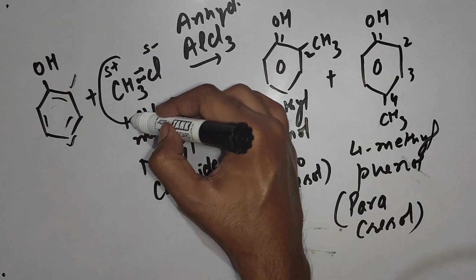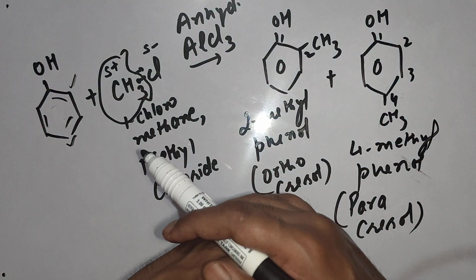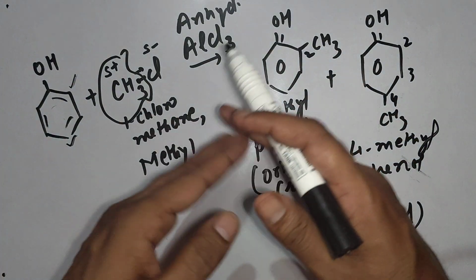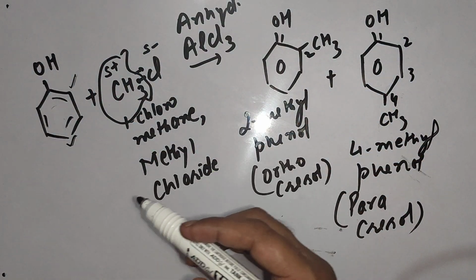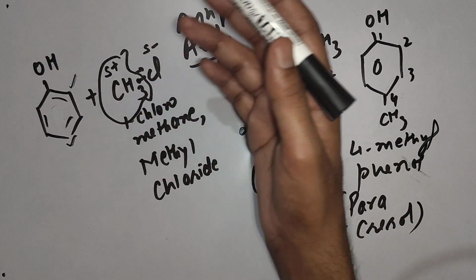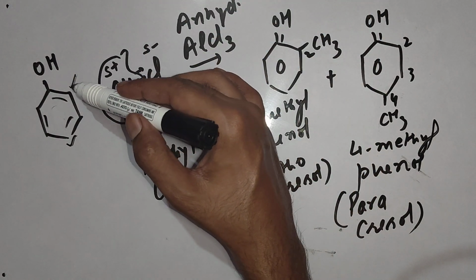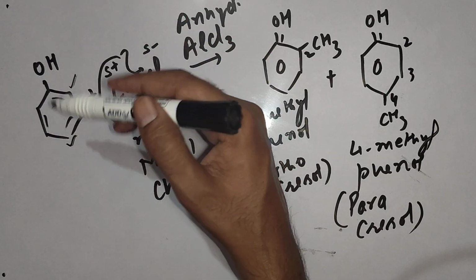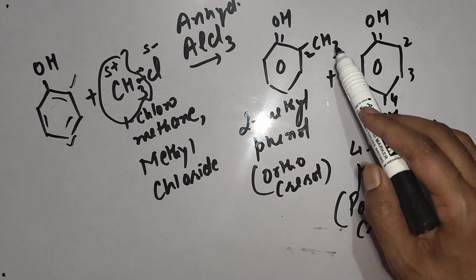Means this part, hydrogen also has very low electronegativity, carbon also has very low electronegativity as compared to Cl, so this CH3 part will become positive. Positive part means electrophile. An electrophile needs electrons. Where do we have electrons? On the ortho and para positions. Just simply you need to put them on the ortho and para positions.